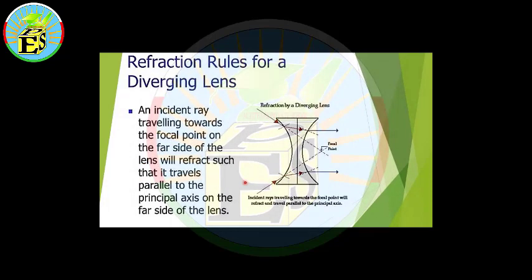Refraction rules for a diverging lens also. An incident ray traveling towards the focal point on the far side of the lens will refract such that it travels parallel to the principal axis on the far side of the lens. An incident ray traveling towards the focal point will refract and travel parallel to the principal axis.